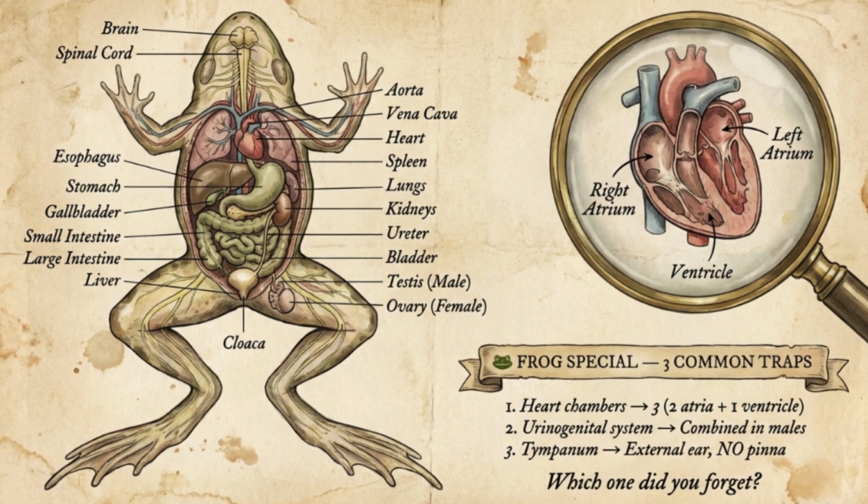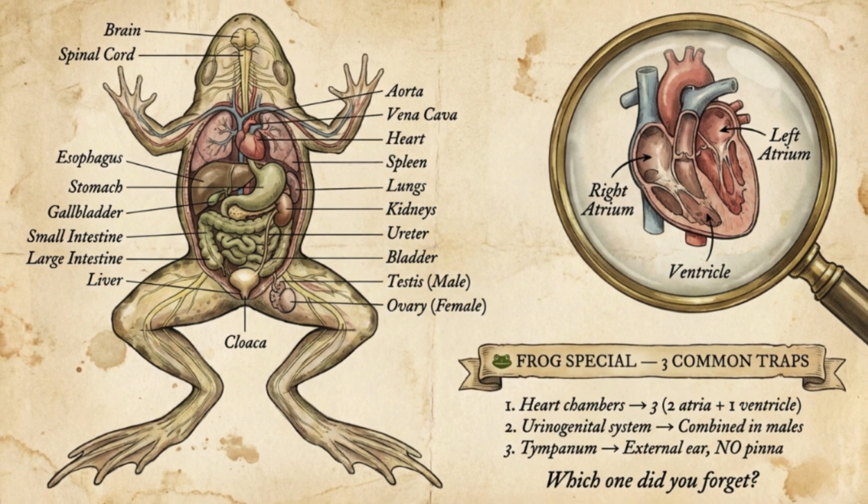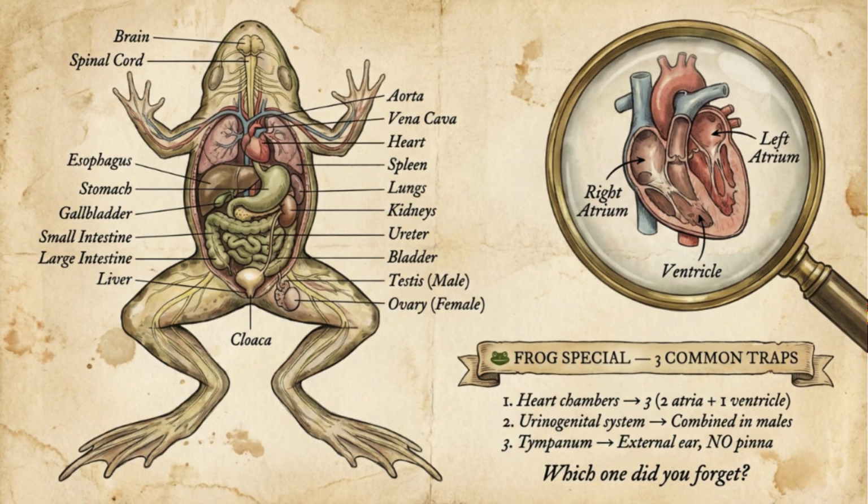Second trap question, the frog. New addition to NEET 2026 syllabus and already a trap question goldmine. Active recall, 3 rapid-fire questions. 1. How many chambers does a frog's heart have? 2. What is special about the male frog's excretory and reproductive system? 3. What is the tympanum and what does the frog not have? Pause. Answer all 3. Ready?